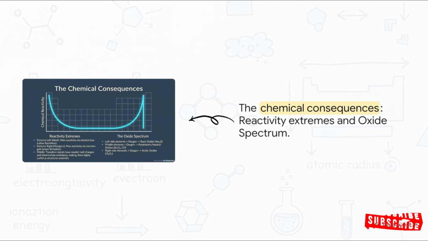Over on the far left, you get maximum reactivity through electron loss, forming cations. On the far right, the halogens give you maximum reactivity through electron gain. And check out the oxide spectrum. Elements on the far left form basic oxides like sodium oxide. Elements right in the middle form amphoteric oxides, and then the nonmetals way over on the far right form highly acidic oxides like dichlorine heptoxide. The quantum rules are quite literally dictating the macroscopic behavior.